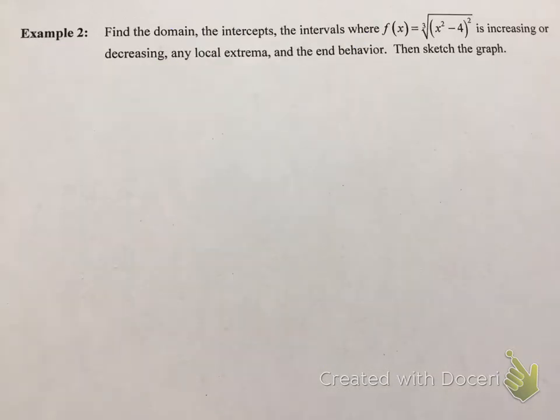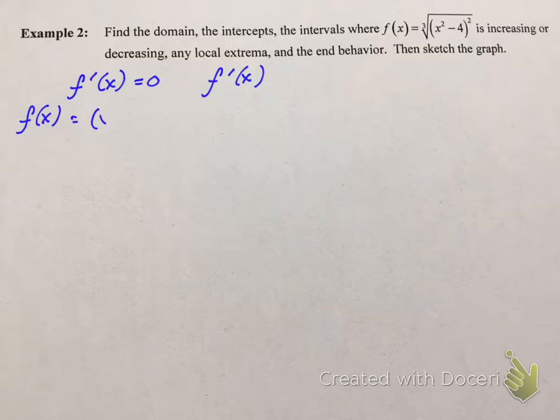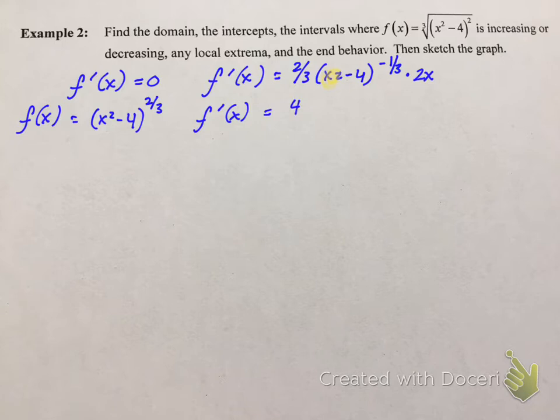Okay, so to do that, first of all, I have to find the derivative, and then I'm going to set it equal to 0. So finding the derivative of the function, first of all, I'm going to go ahead and write the function out. So it is x squared minus 4 raised to the 2/3 power. And when I take the derivative of that, I bring down the 2/3. I have x squared minus 4. And then 2/3 minus 1 is going to be negative 1/3. Now I have to use the chain rule, and I have to take the derivative of x squared, which is 2x. So f prime of x is going to equal 4/3 x.